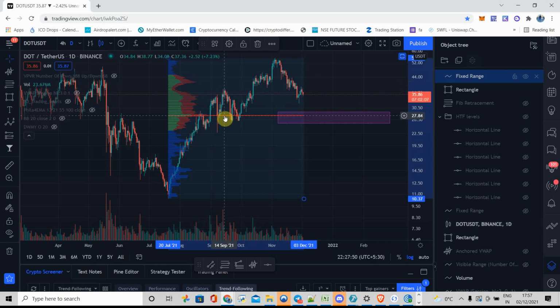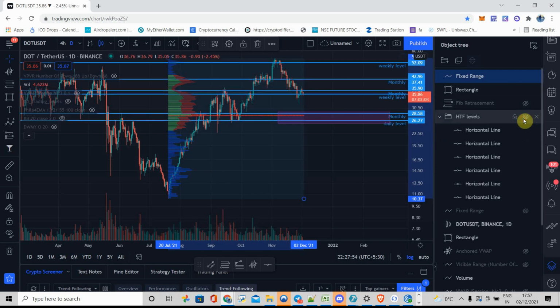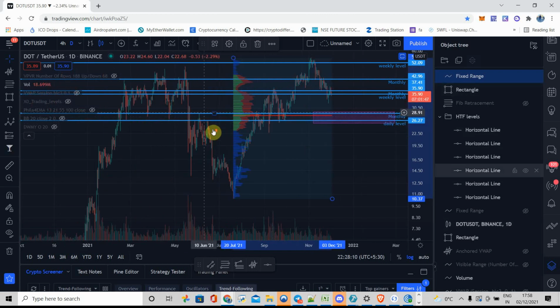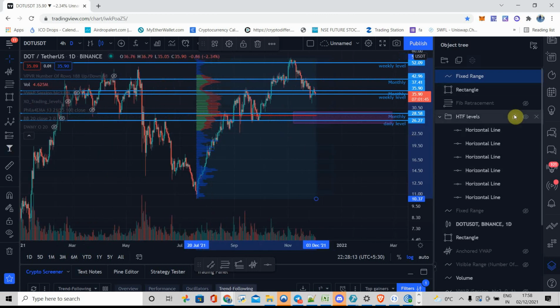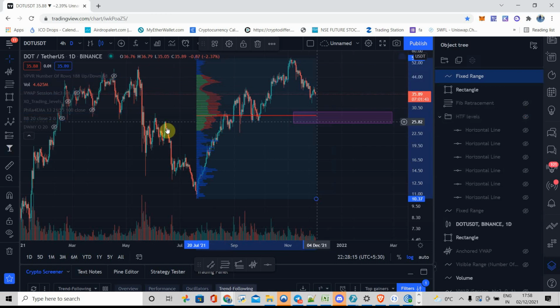See, this point of control is perfectly aligned with the higher time frame levels, monthly and daily, and we have a fib confluence also. So we have got three confluences here, and in my opinion this is a very strong level, which is holding the market structure and the higher time frame level also. So I want to get into the trend in this region.